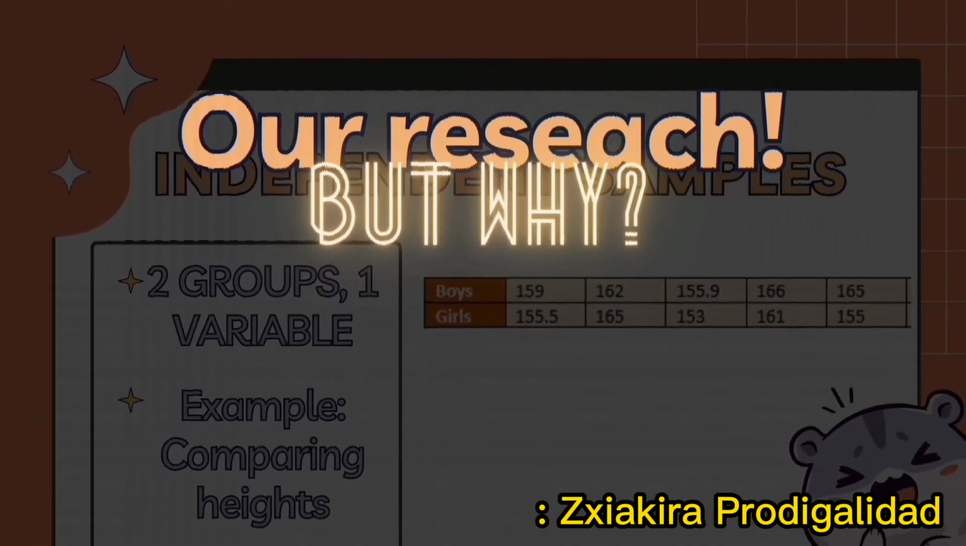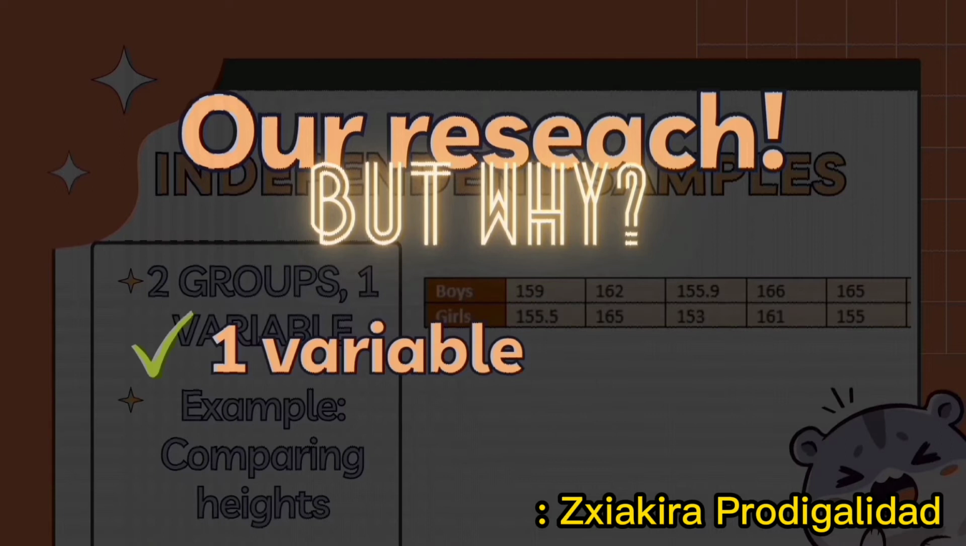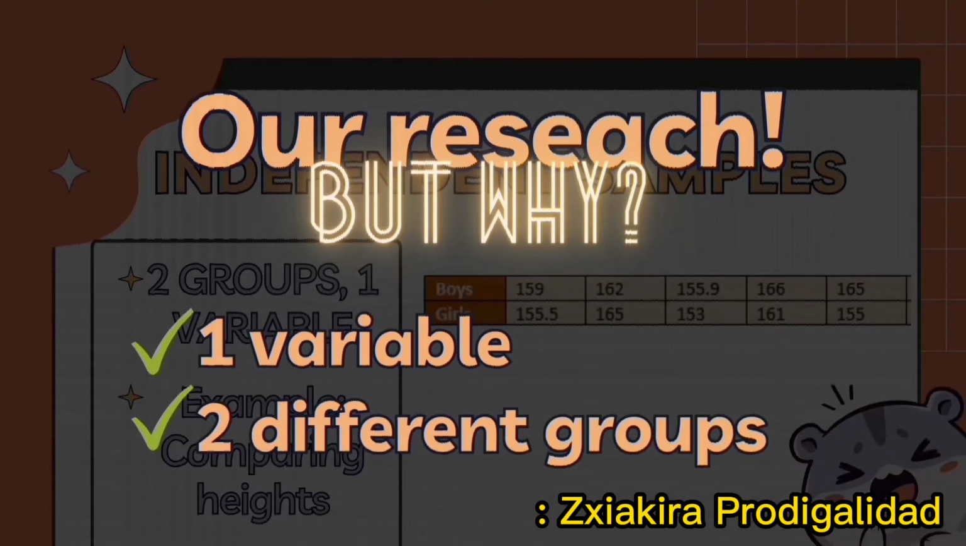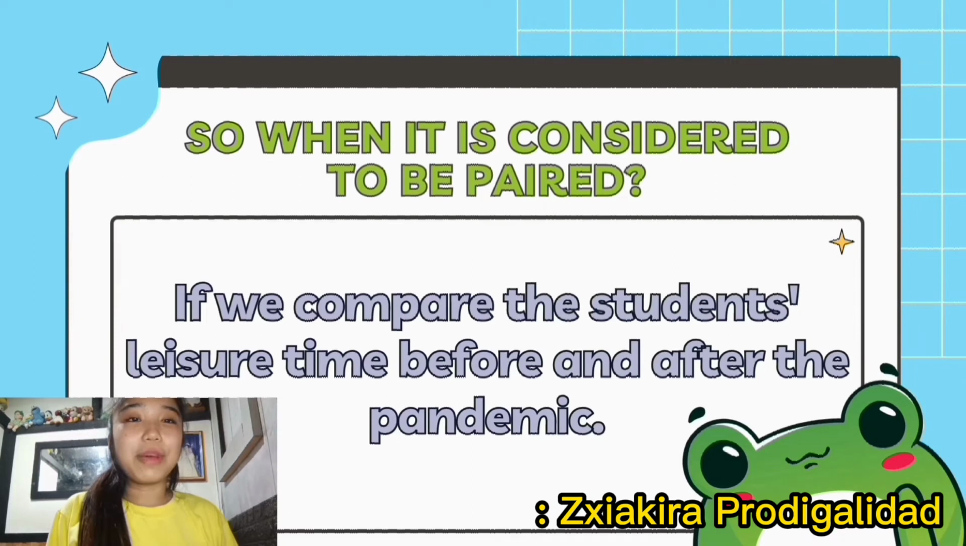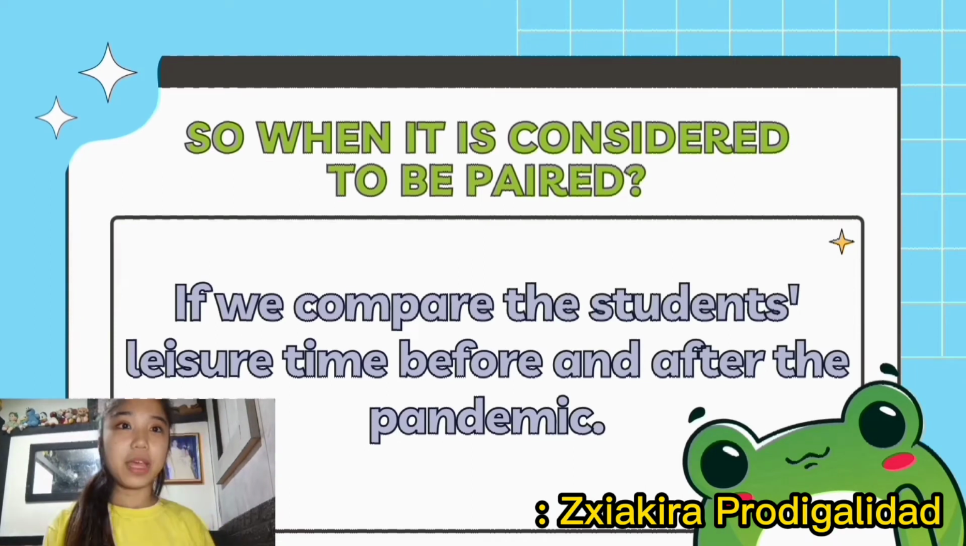So, bakit nga ba siya naging independent? Naging independent itong study namin because the sample has only one variable, which is yung time ng leisure, and then two different groups ang pinagko-compare, which is the male and female respondents. So, when kaya pwedeng maging paired ang study namin? If we compare the students' leisure time before and after the pandemic.